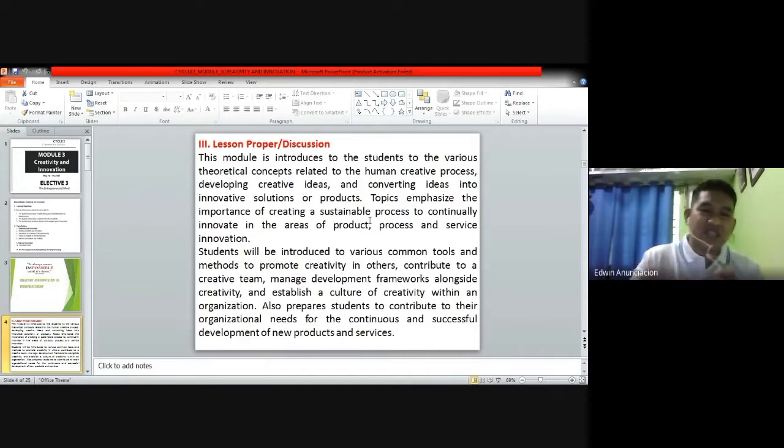Ito yung sinasabi niya, until it's done. So you will be able to create something based on those ideas. It can be in the form of products and services. The topics emphasize the importance of creating a sustainable process to continually innovate the areas of products. Again and again, I always reiterate it during our discussions.